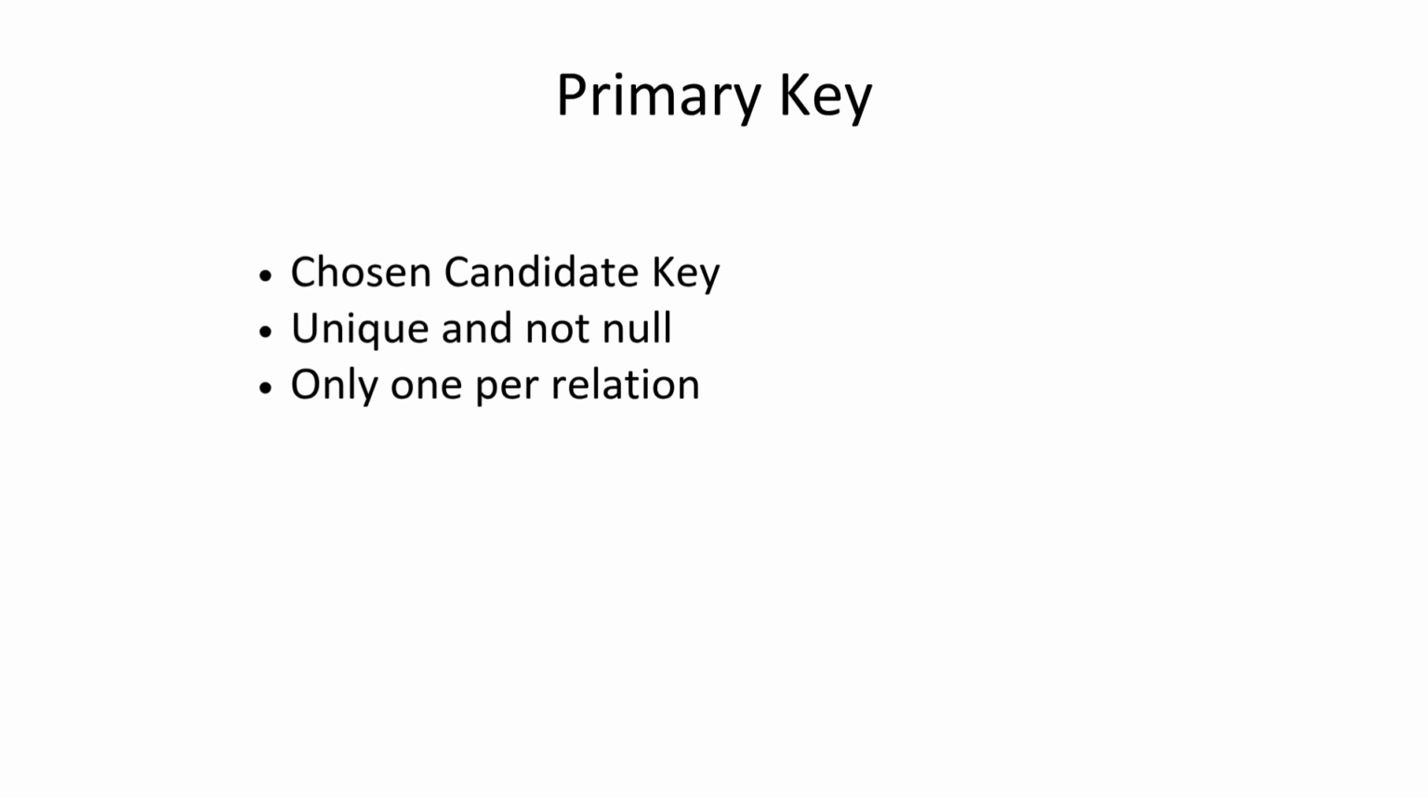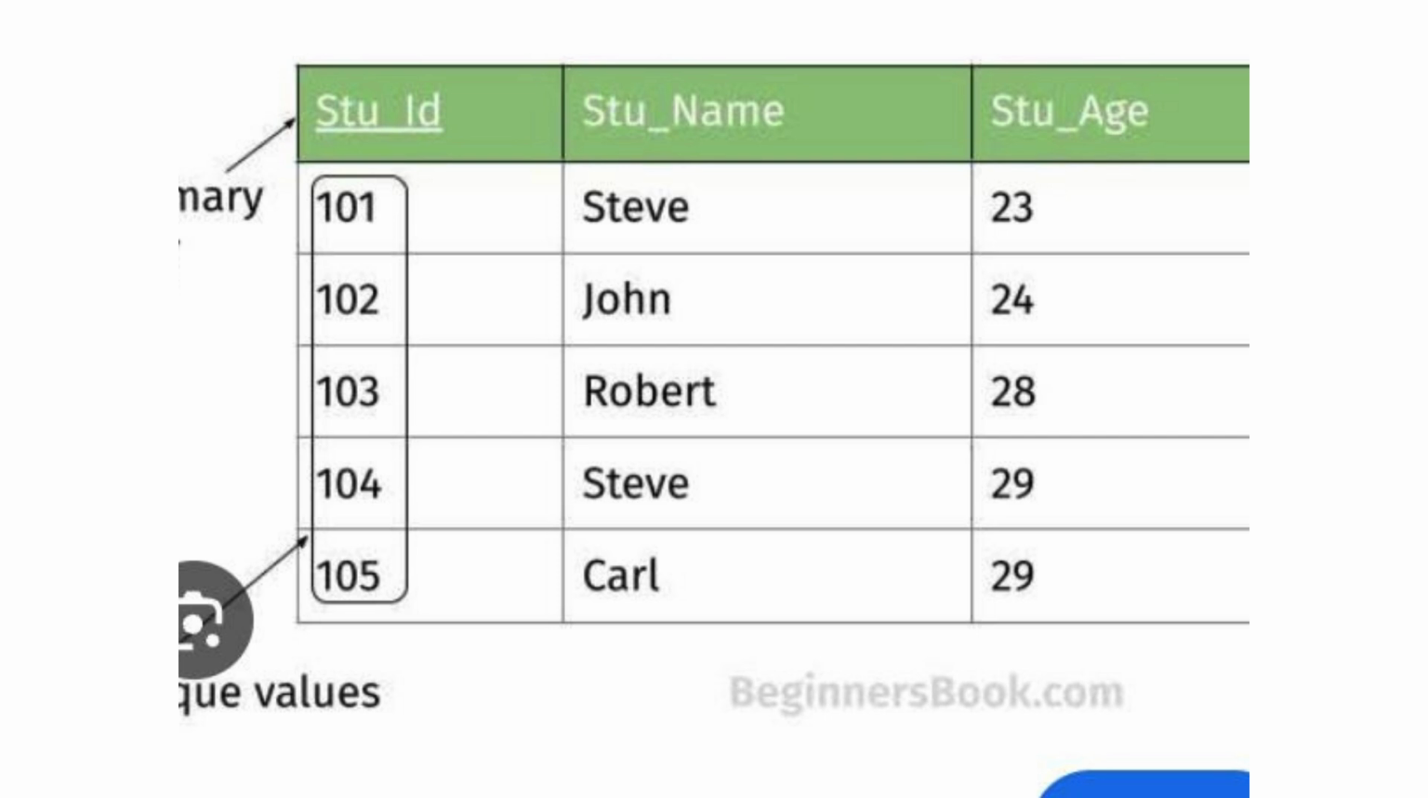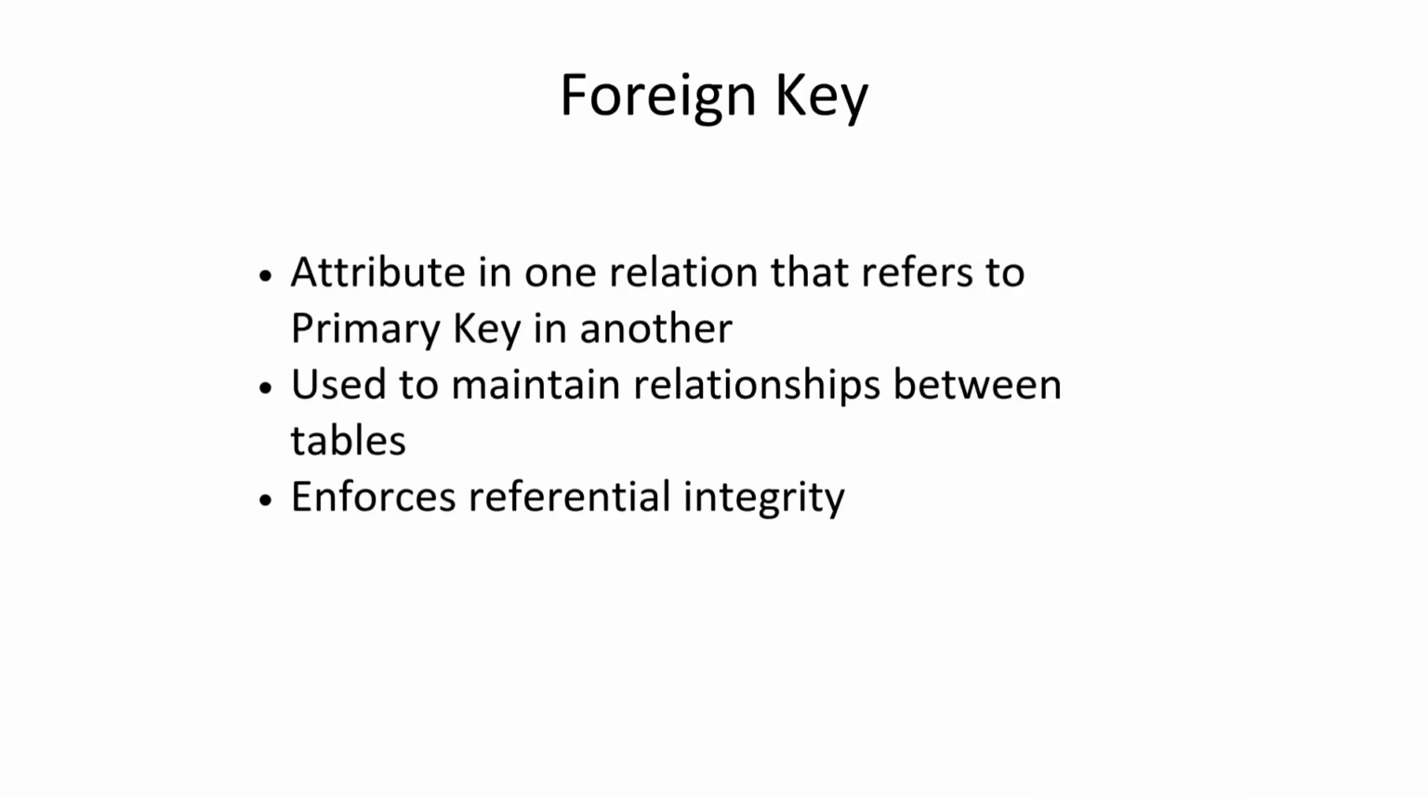Primary key. A primary key is the candidate key that is chosen to uniquely identify tuples in a table. It must be unique and not null for every row. For example, student ID might be the primary key in the students table. Every table should have only one primary key, though it may consist of multiple attributes in some cases, a composite key. It is the cornerstone of maintaining data integrity in a relation.